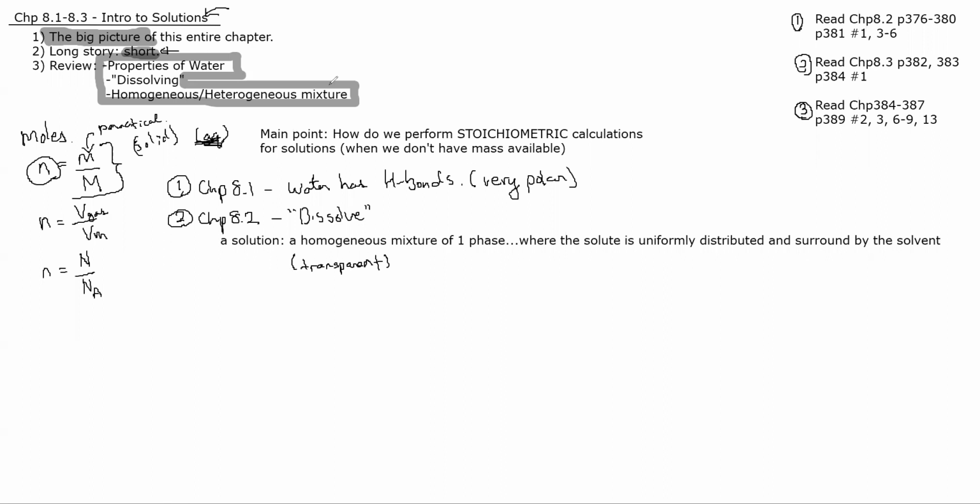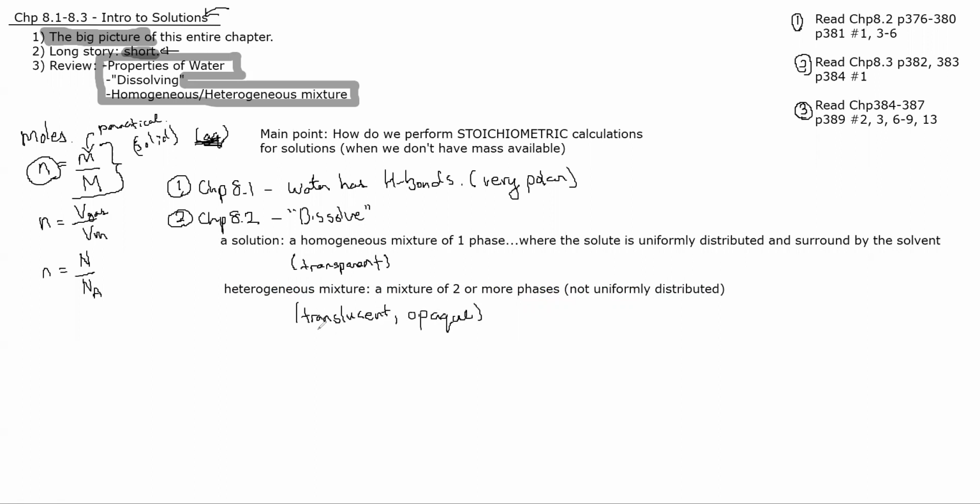If it is translucent, or even opaque, it is going to be something we call a heterogeneous mixture. What would that be? A mixture of two or more phases, not uniformly distributed. And what does that mean? It is going to be either translucent or opaque even.